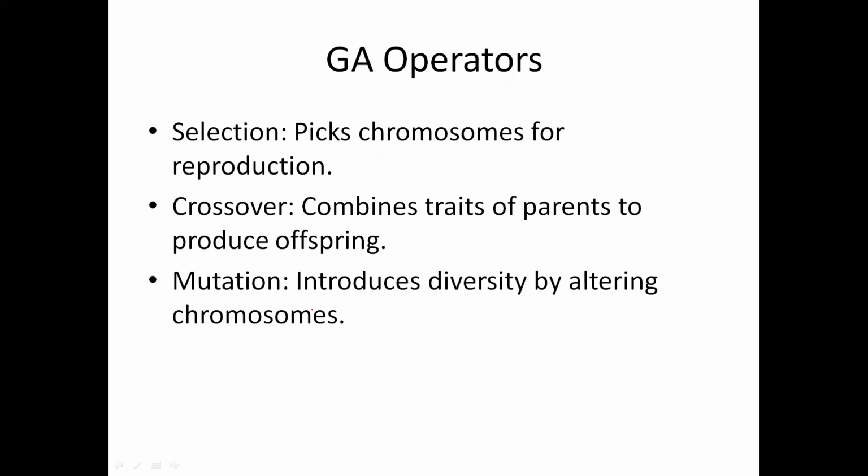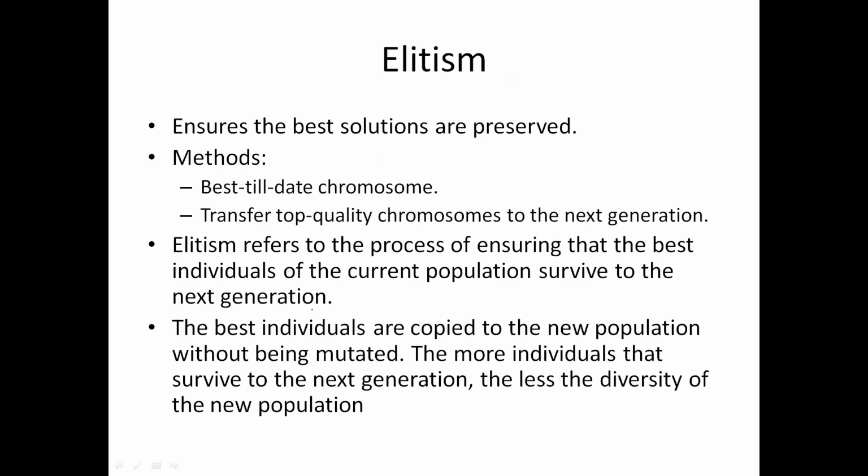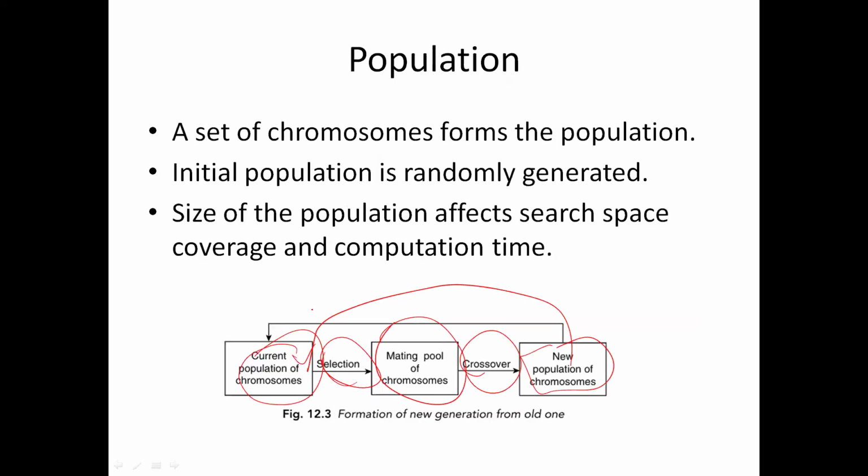Now, the different GA operators our textbook or our syllabus is looking into are basically selection, crossover, and mutation. You pick a chromosome for reproduction into the mating pool, and that is known as the selection process. In crossover, you combine or swap the traits of the parents so that you get a different offspring. Mutation is to bring more diversity by altering the chromosomes. Okay, so this is the basic idea.